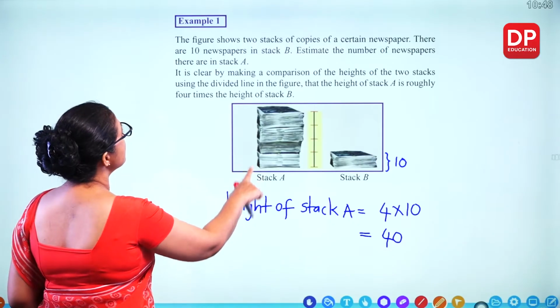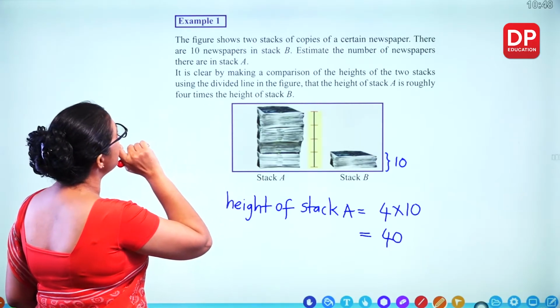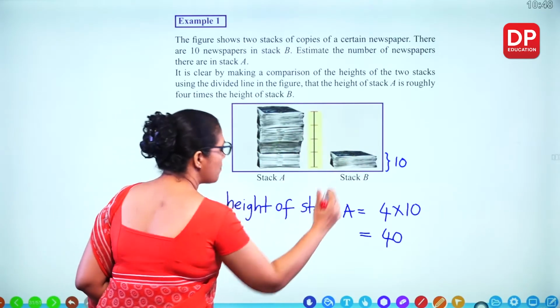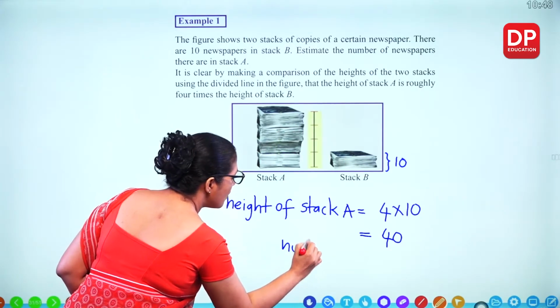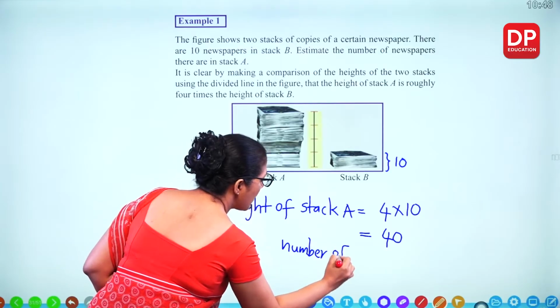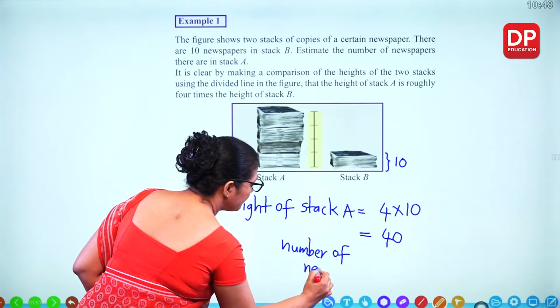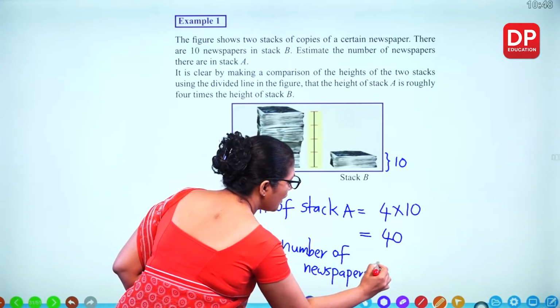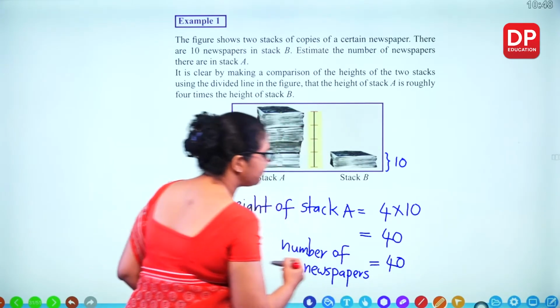So the height is that. So how many newspapers? This is the number of newspapers. Roughly 40.